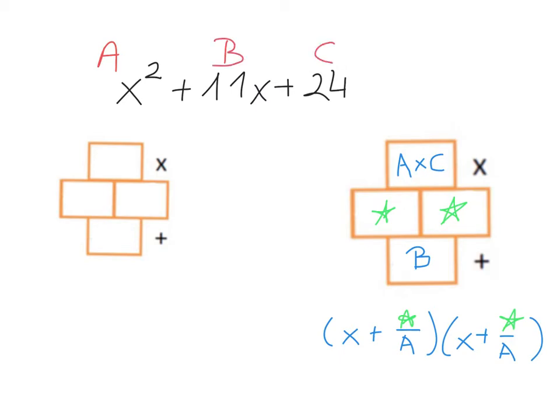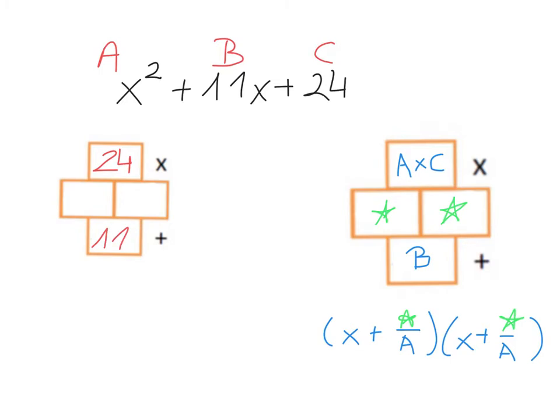Okay, how does it work? We need to fill in bricks. On the top we multiply a by c. So 1 multiplied by 24 goes on the top, and the bottom number is always b. So a multiplied by c on the top, b on the bottom, 11.